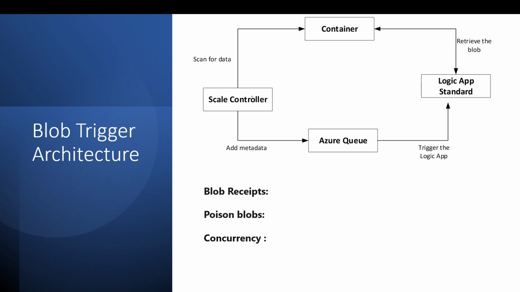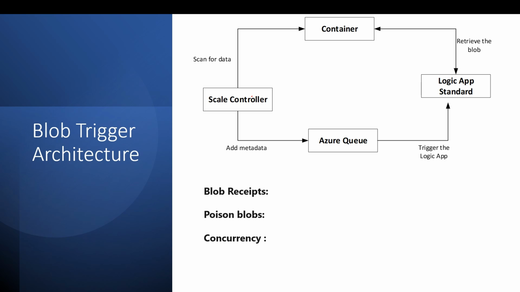And there is something called poison blobs. When a blob trigger function fails for a given blob, Azure function retries that function a total of 5 times. This retry number can be configured as well. If it fails for all the retries, then Azure function adds a message to a storage queue named webjobs-blobtrigger-poison. So these are the poison blobs which get added to the poison queue.